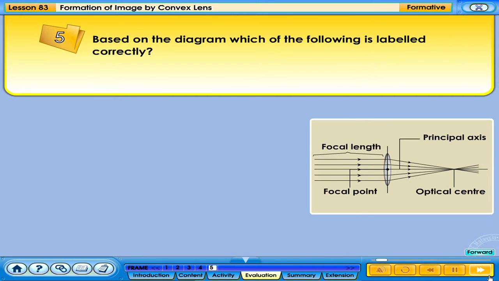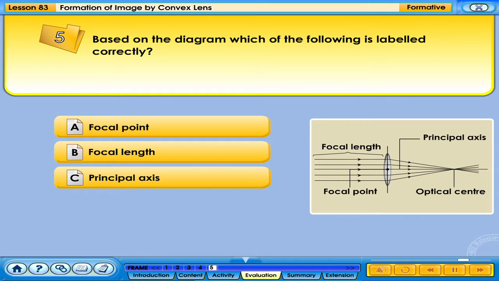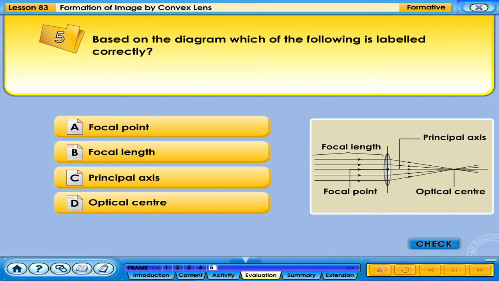Based on the diagram, which of the following is labeled correctly? A. Focal point, B. Focal length, C. Principal axis, D. Optical center. Your answer is correct.